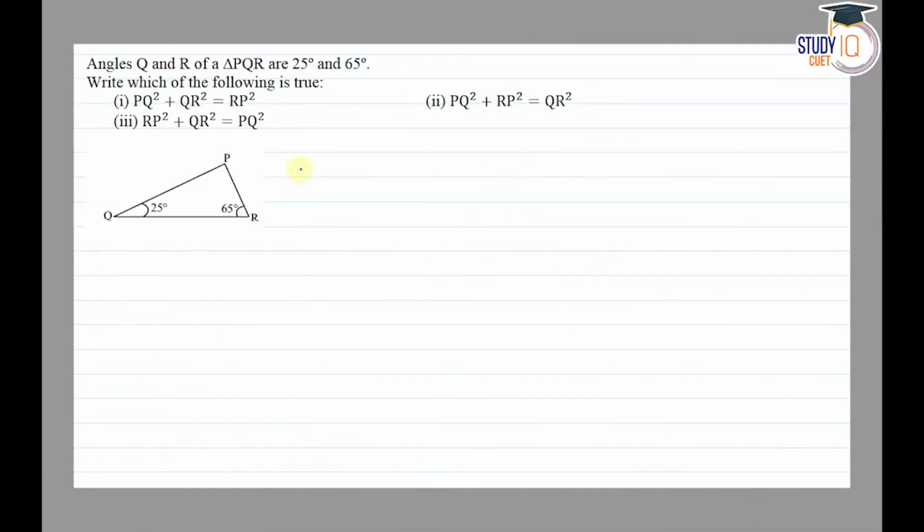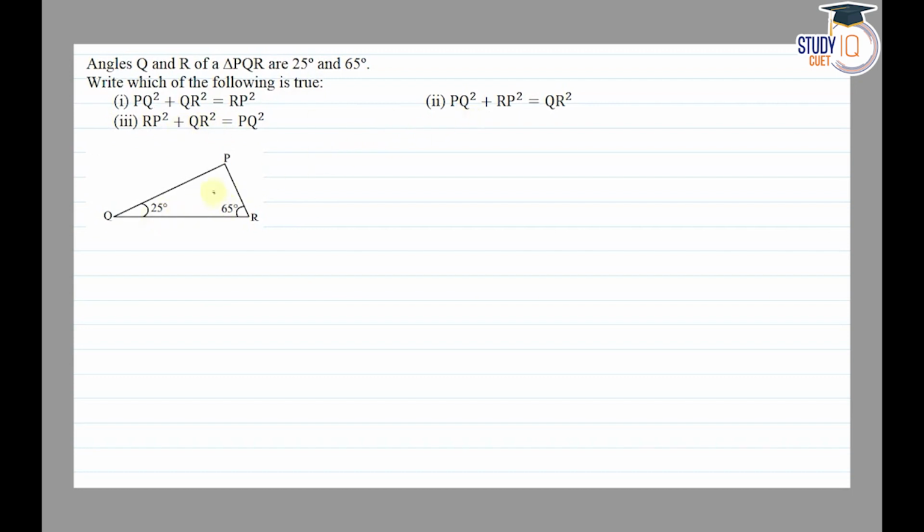Hello everyone, this question appears in the class 7th NCERT chapter of the triangle and its properties. This is the 6th question of exercise 6.5. The question says that angles Q and R of a triangle PQR are 25 degrees and 65 degrees. Write which of the following is true. So we have to find out which statement is true.